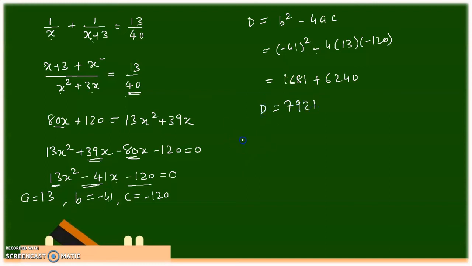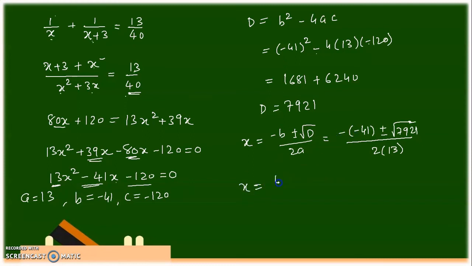Now put it in the formula for x. The formula is x equal to minus b plus or minus under root d divided by 2a. So in place of b we will put minus 41, plus or minus under root d, that is under root 7921, divided by 2 and a is 13. So if you simplify, this is minus minus plus 41 plus or minus under root 7921, which is 89, divided by 13 multiplied by 2, that is 26.